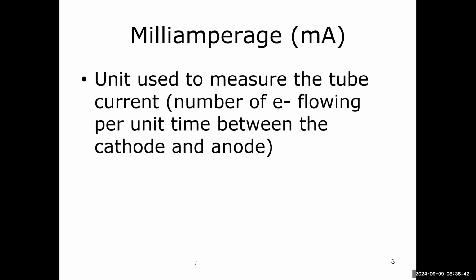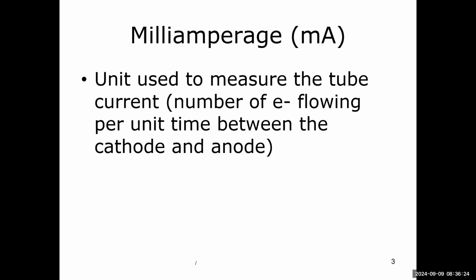So let's talk about these individually. We have MA, milliamperage. This is a unit used to measure the tube current, the number of electrons flowing per unit time between the cathode and anode. Next week, we will really dive into MA, time, and mass, so this is just a brief introduction. Milliamperage is setting the current that's going to be applied across that tube, across that filament.